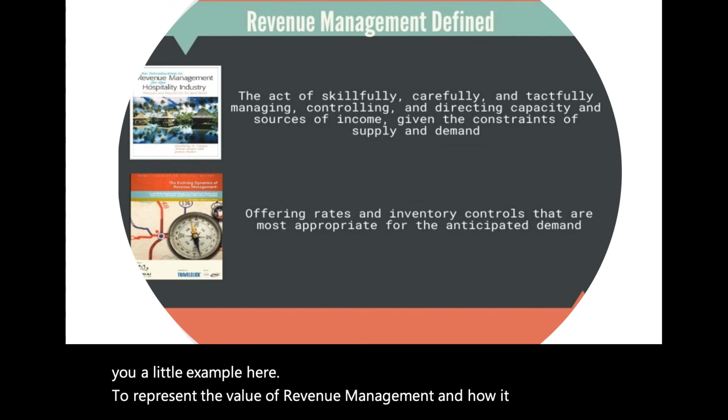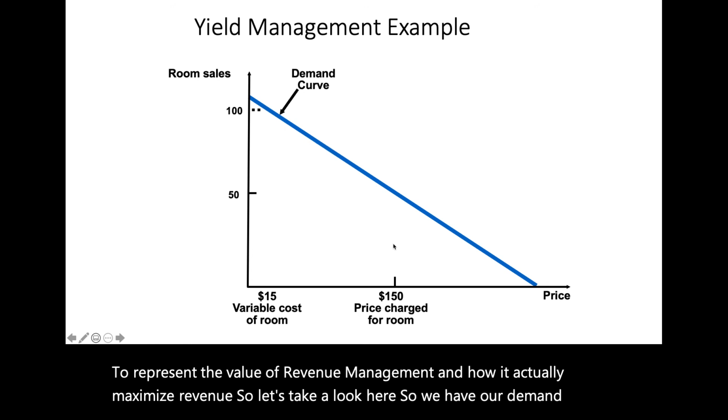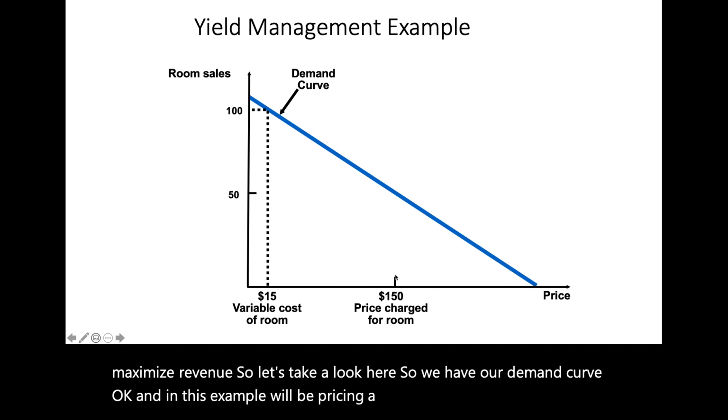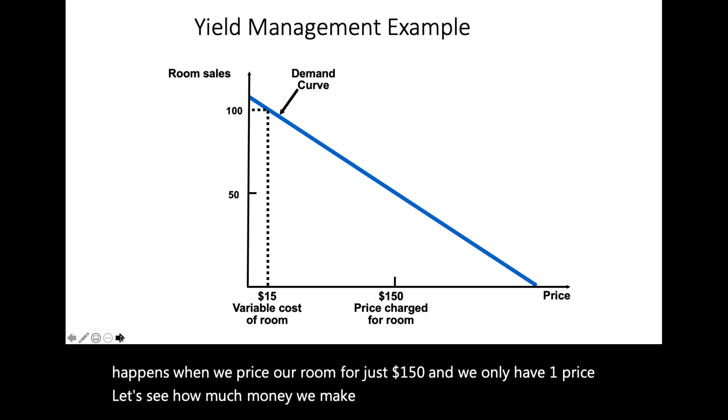So we have our demand curve, and in this example, we'll be pricing a hotel room for $150. So what happens when we price our room for just $150 and we only have one price? Let's see how much money we make from our room sales. Of course, we have our variable cost here, so we want to sell it for more than $15. But let's see what happens. So we sold that room for $150.